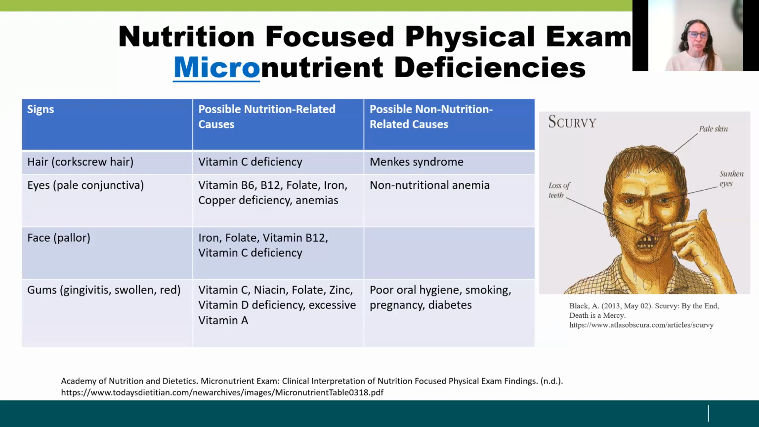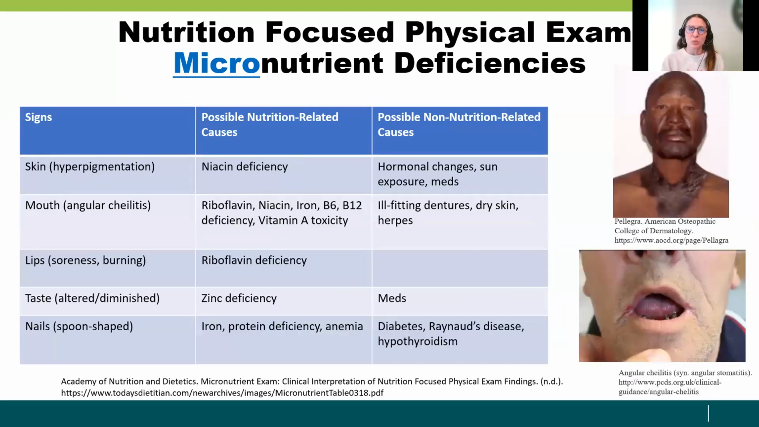Iron's another one. If a patient is low in iron, this can cause dizziness, it can cause lethargy, it can cause many things that people might attribute to a chronic condition, and here it could be a micronutrient deficiency. Color of the face, the gums, taking a look in the mouth: are the gums swollen? Are they pink? Do they have good oral hygiene? And then looking at the teeth as well.